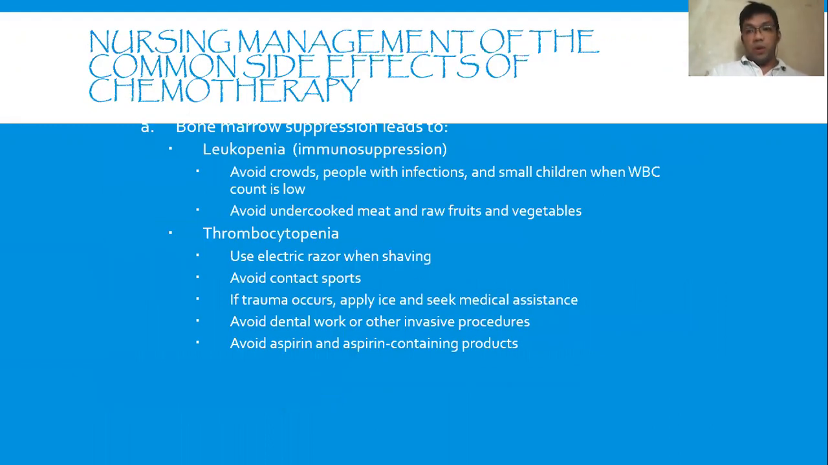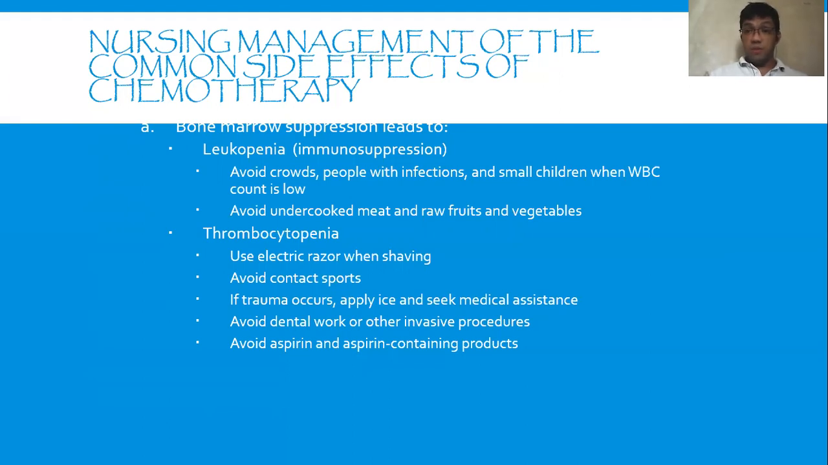Now, we go to the nursing management of the common side effects of chemotherapy. One is bone marrow suppression. Remember, the red bone marrow is responsible for the production of the different blood cells. Now, if this is suppressed, take note, the chemotherapeutic agents or antineoplastics do not only affect the cell division of the cancer cells. Even the rapidly reproducing cells of the body are also affected. And what are they? One of them is the bone marrow, the other is our skin.